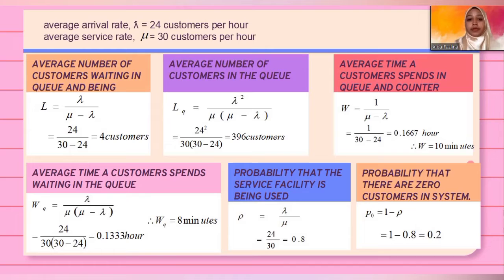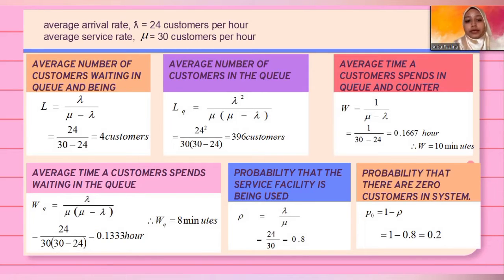Next, I will explain about the calculation. The information that we get from the survey: average arrival rate, lambda, equals 24 customers per hour. Average service rate, mu, equals 30 customers per hour. Then we use the information to calculate first, the average number of customers waiting in queue and being served, by using the formula L equals lambda over mu minus lambda. The answer is 4 customers.